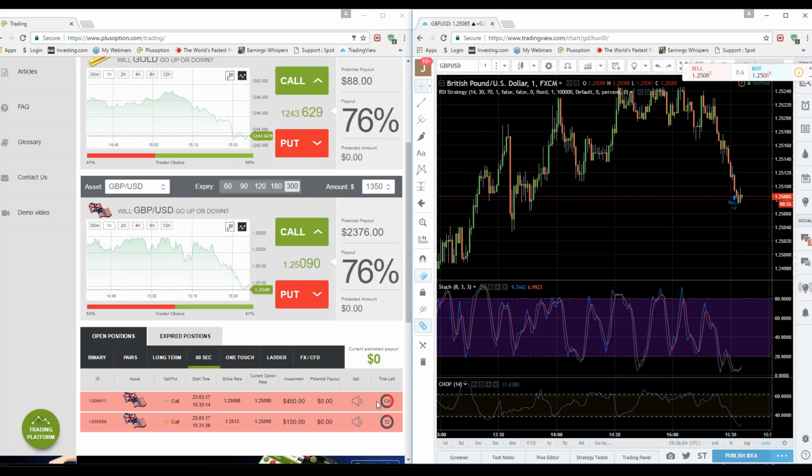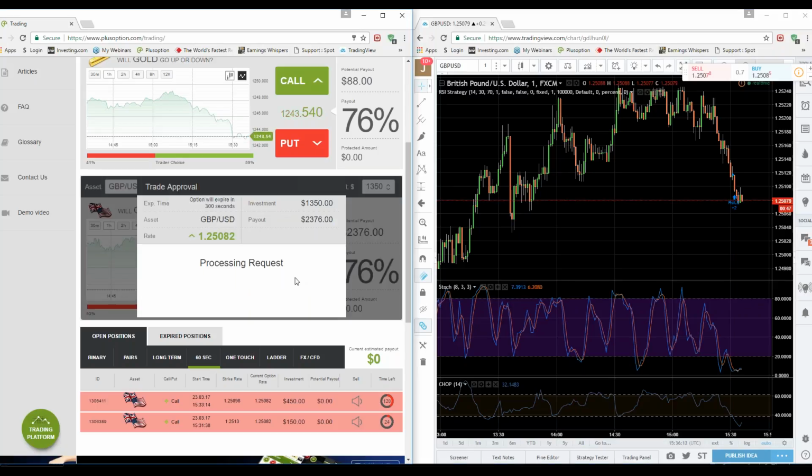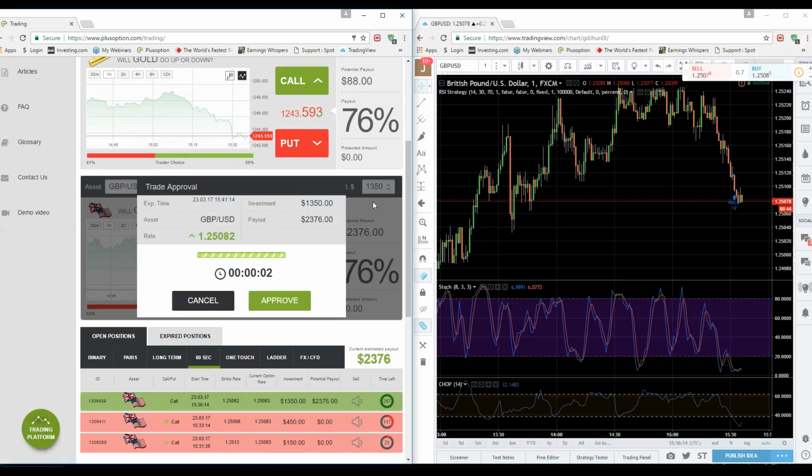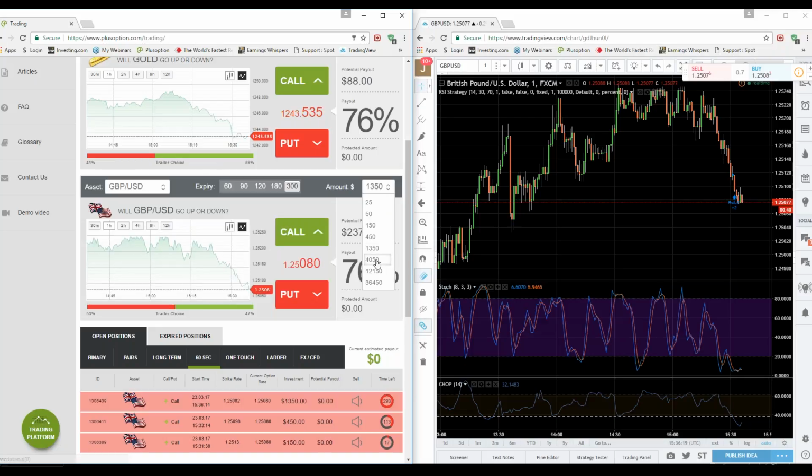Okay, so at this point, if I do see 5 to 10 pips difference, I'll probably take a trade, and we do have that here. So I'm going to grab myself another call position, and immediately get my next amount ready.